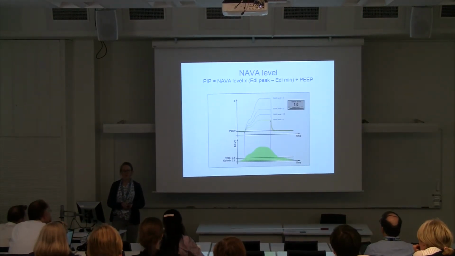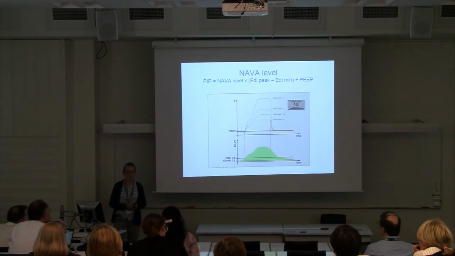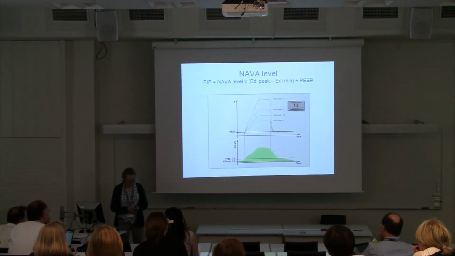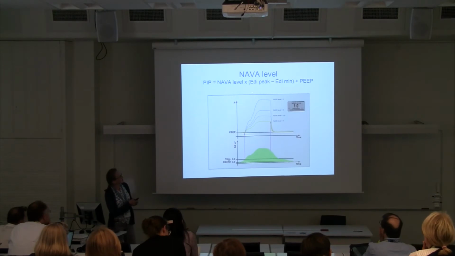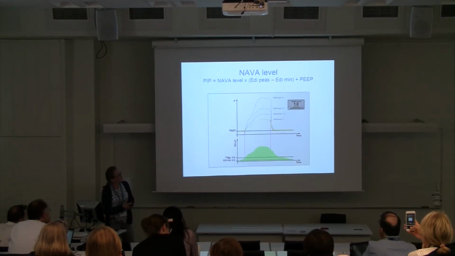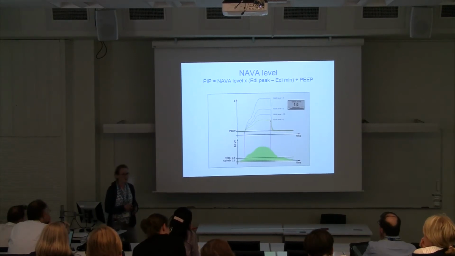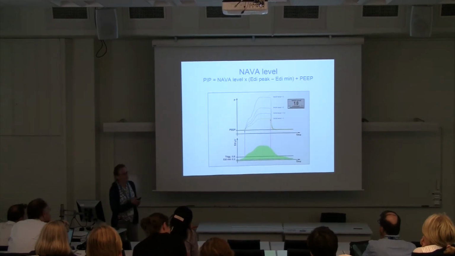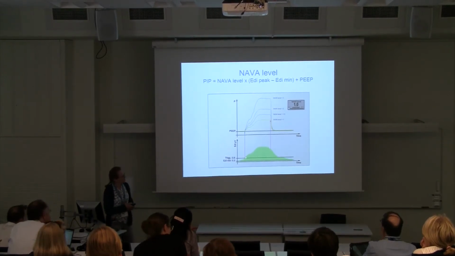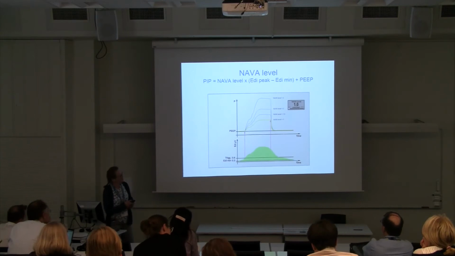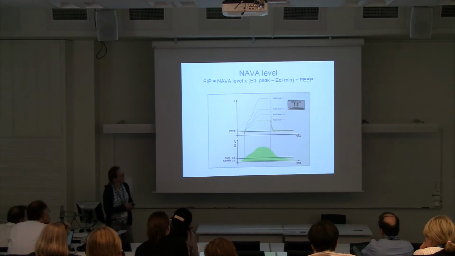So the NAVA level is a conversion factor that turns the EDI signal into proportional pressure. Here you can see the equation, how it's counted. It's the EDI peak minus EDI minimum times the NAVA level, added to PEEP. To make it very quick, it's the EDI peak times the NAVA level. So if the NAVA level is 1, this is the proportional pressure the baby will get. And if you double the NAVA level to 2, the pressure is almost doubled.